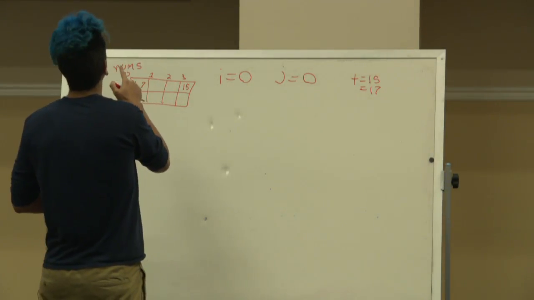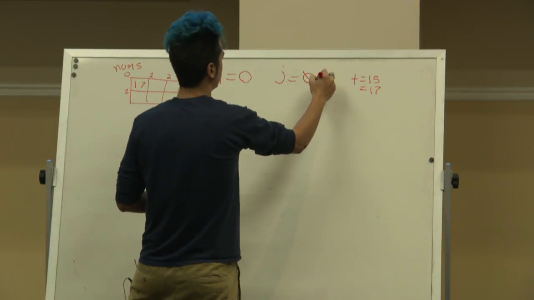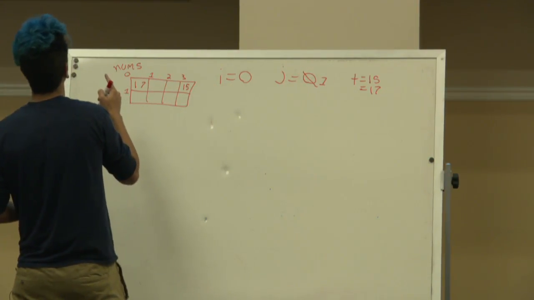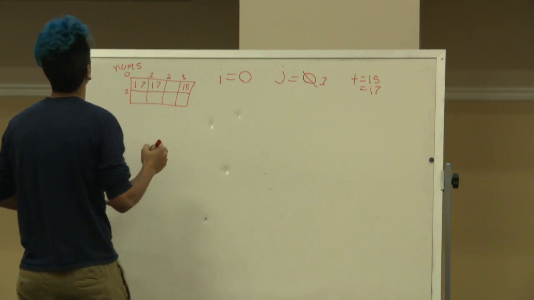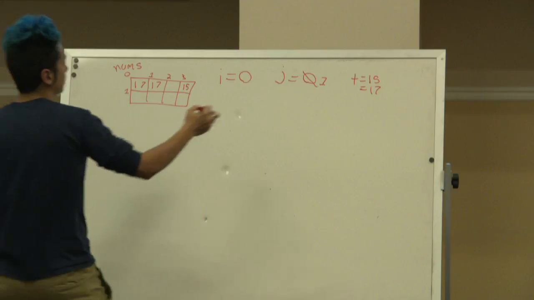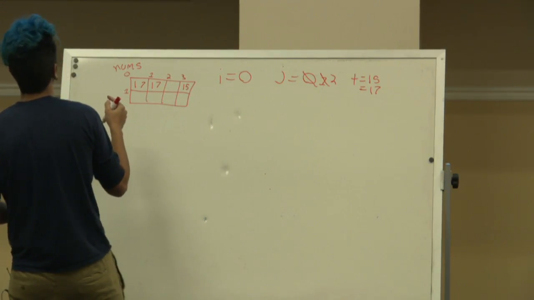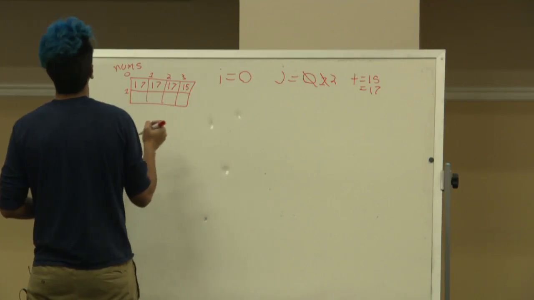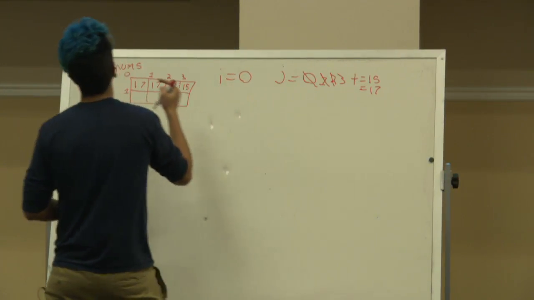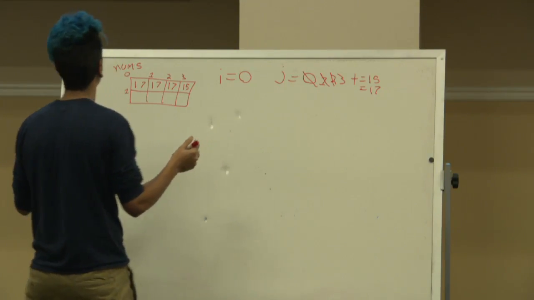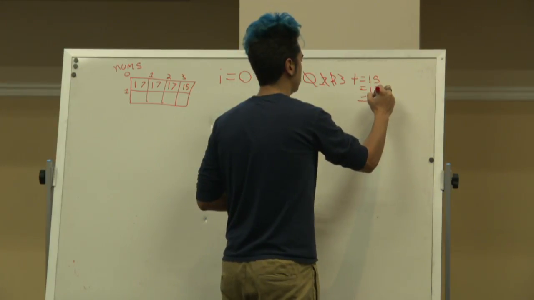Okay, so then we reiterate, so j is now equal to 1. And we say nums 0, 1 is equal to t. And then we keep going to 0, 2 is equal to t. And then we go to 3. 3 is not less than 3. So we break out of that loop. And then t minus equals 3, 14.